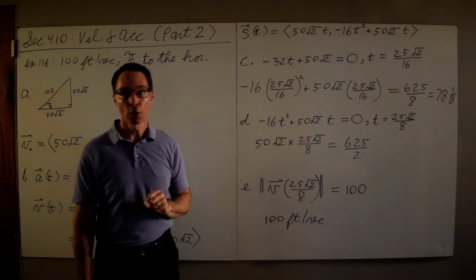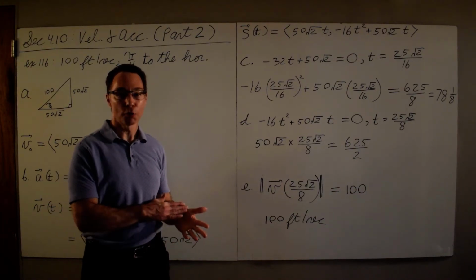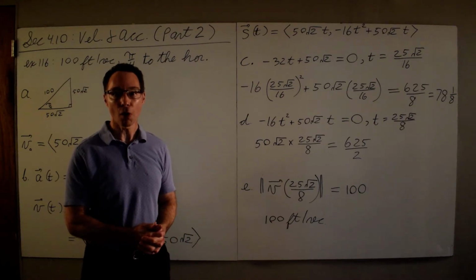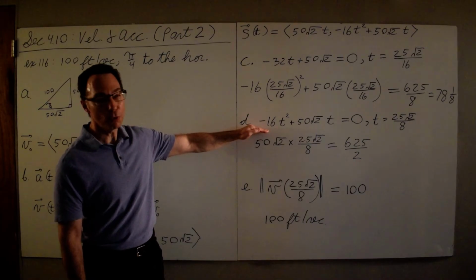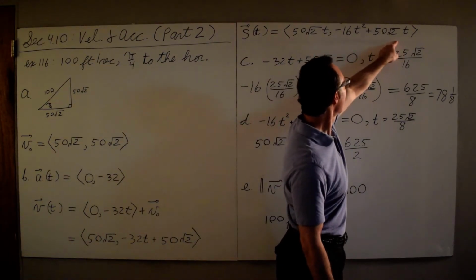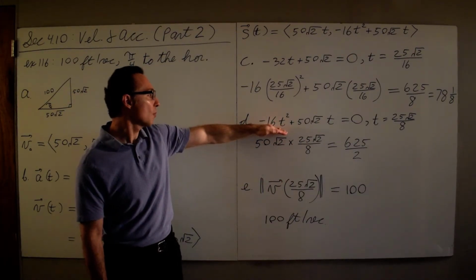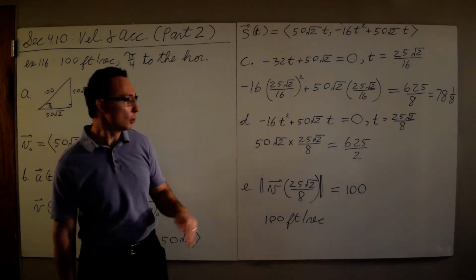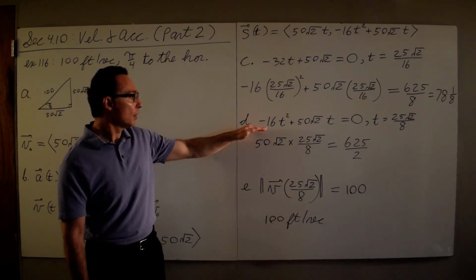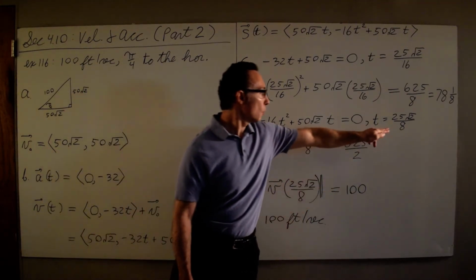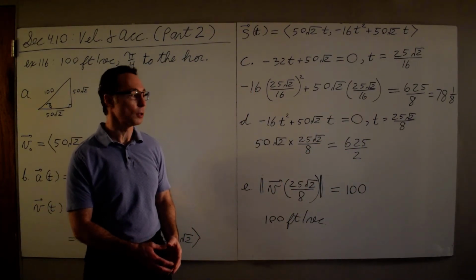D is to find the horizontal range. So in order to find out how far it goes, we want to see what the time is that it impacts the ground. So we want the time of impact. So how do we find that? We take our vertical component and set it equal to 0. That's when the object's on the ground. This has two solutions, one of which is 0, but we don't care about that one. That's where it starts. The other one that we do care about is 25 square root of 2 divided by 8. This is the time that the object hits the ground.